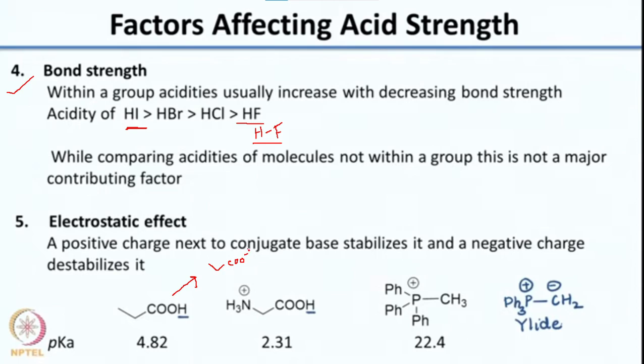This is the conjugate base, right? So if this is a conjugate base and the charge next to the conjugate base is positive, then it stabilizes it, and if it's negative, then it destabilizes it. So here you can see this is a negative charge. That means it's destabilizing this one, and the reaction will not go in the forward direction.